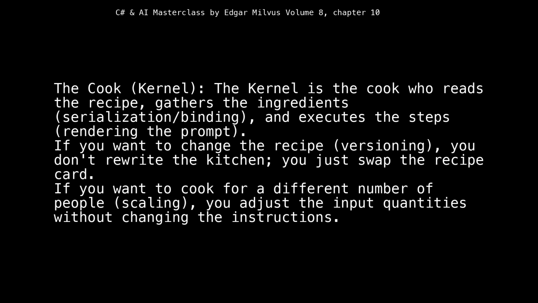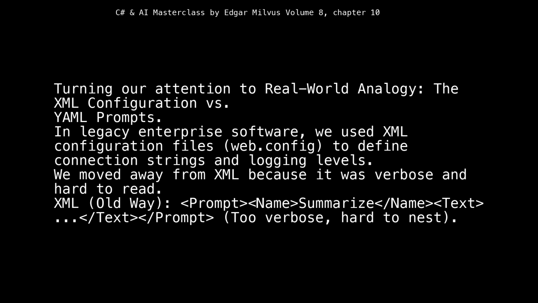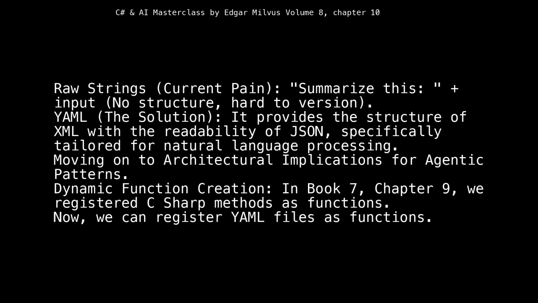Turning our attention to real-world analogy, XML configuration versus YAML prompts. In legacy enterprise software, we used XML configuration files, web.config, to define connection strings and logging levels. We moved away from XML because it was verbose and hard to read. XML, the old way: prompt, name, summarize, /name, text, /text, /prompt. Too verbose, hard to nest. Raw strings, the current pain: "Summarize this" plus input. No structure, hard to version. YAML, the solution: it provides the structure of XML with the readability of JSON, specifically tailored for natural language processing.